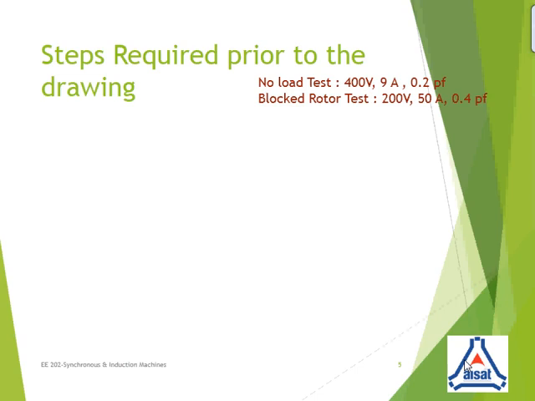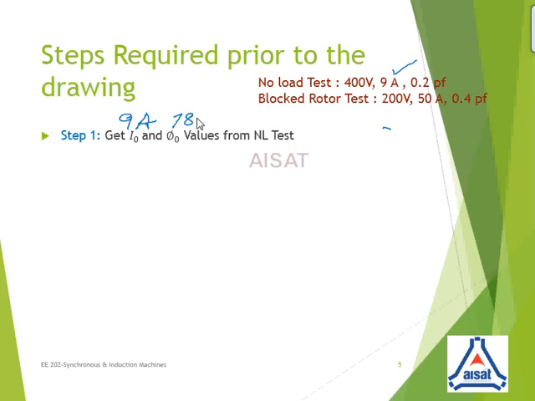Step 1: get I naught and phi naught values from the no-load test. I naught value from the no-load test data is 9 ampere. So I naught you can write as 9 amps, and phi naught value from the no-load test, given a power factor of 0.2, can be obtained as cos inverse of 0.2, which will amount to 78.5 degree.